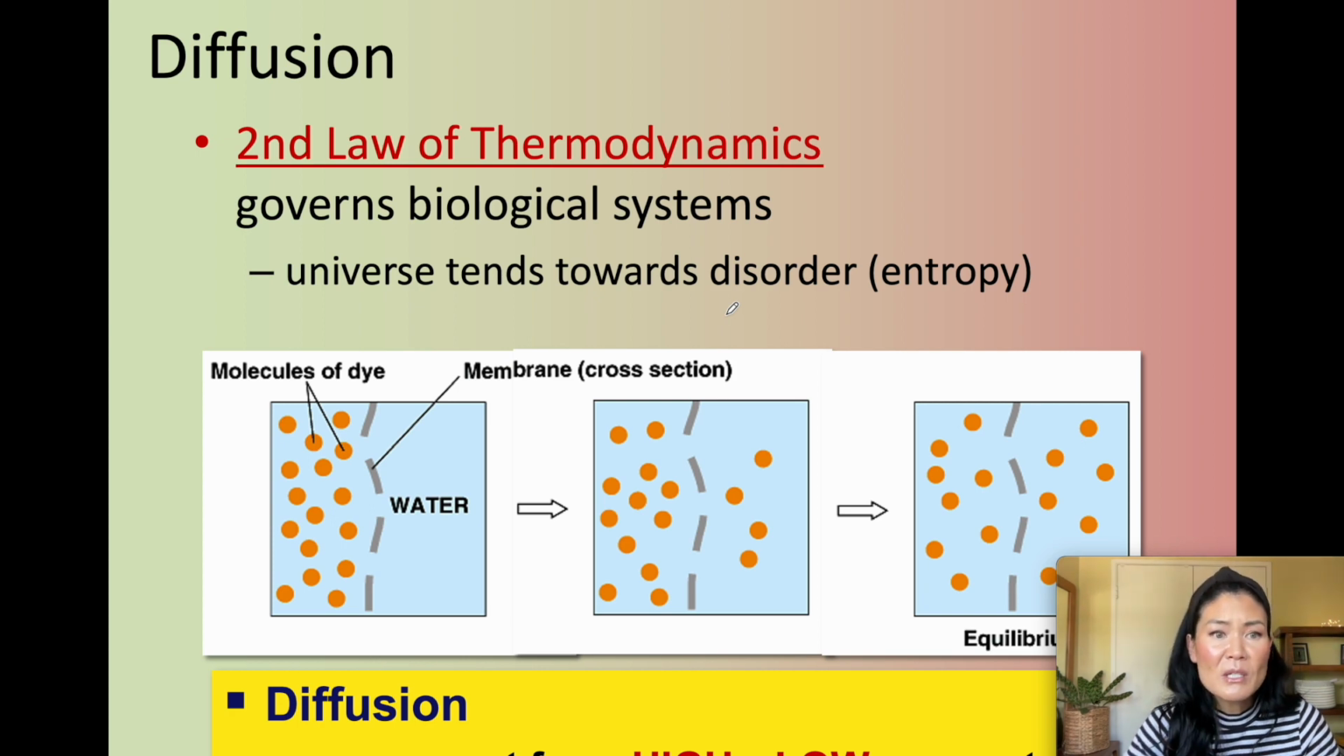Okay, so when we talk about diffusion, we also have to talk about the second law of thermodynamics. Basically, this is a law that governs throughout our universe. It just states that things go from order to disorder, and that is entropy. Entropy says that things go from order to disorder.